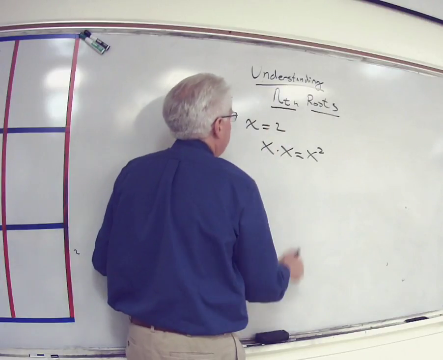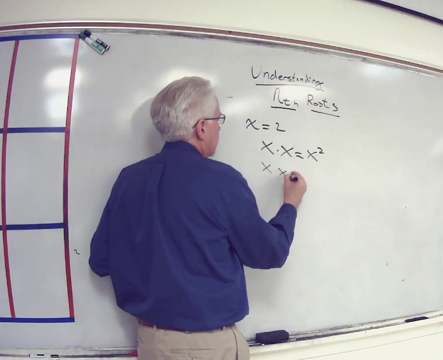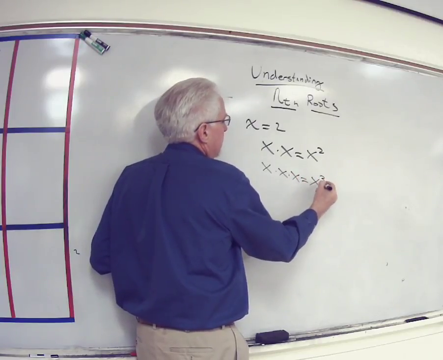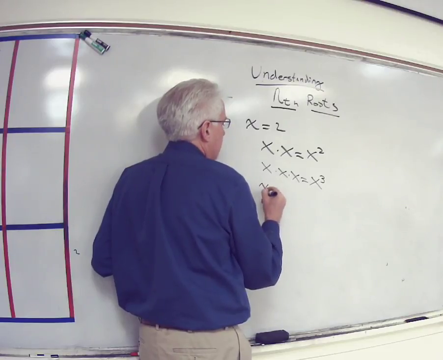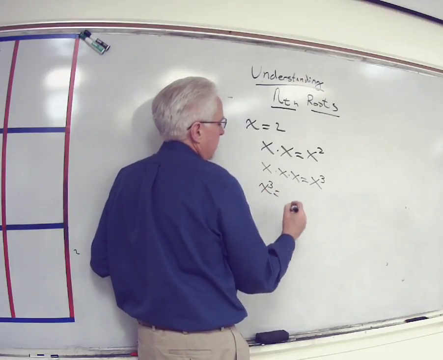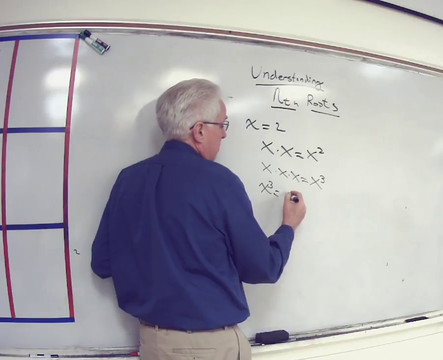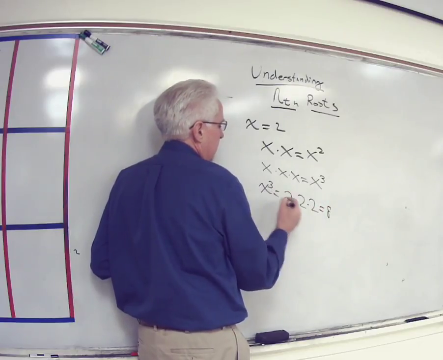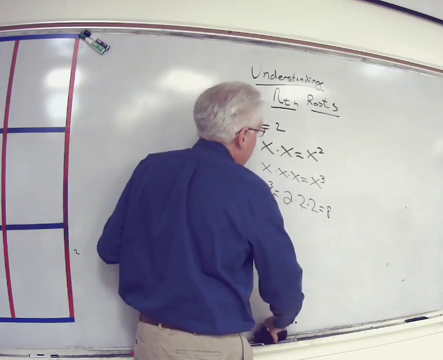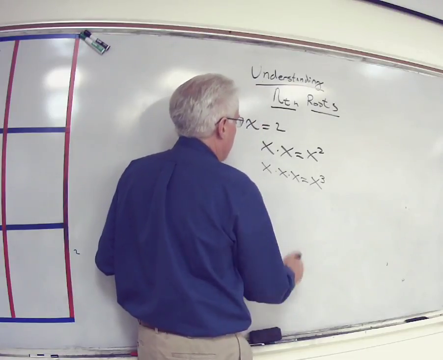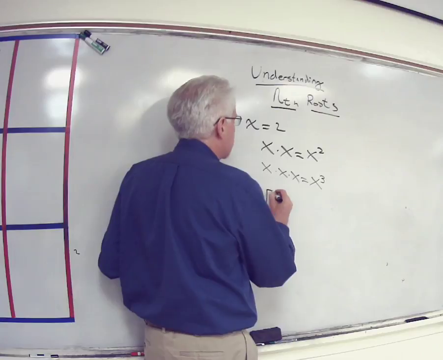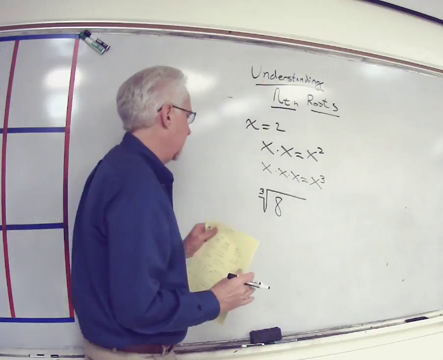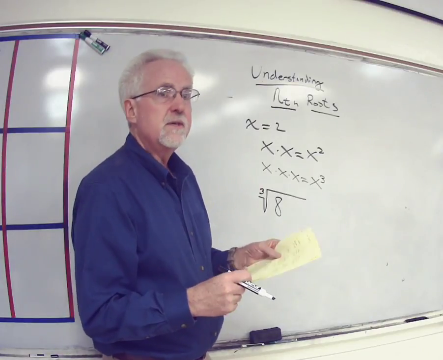Now, this is the thing to think about. What if I had x times x times x? That's going to be equal to x what? Cubed. And that x cubed, if x was equal to 2, would be what? 8. You got there by saying 2 times 2 times 2 is equal to 8. So you have three 2's. Because of that, you could also have not the square root, but the what root? Third. The third root of 8 is 2.